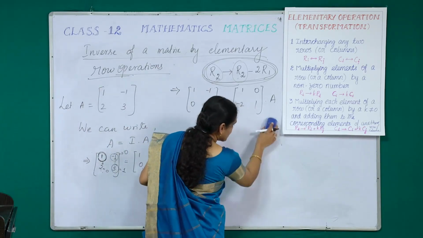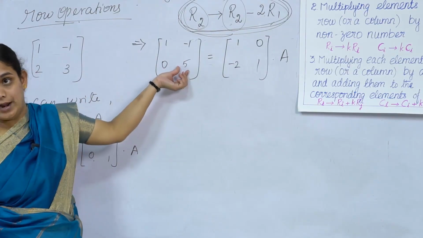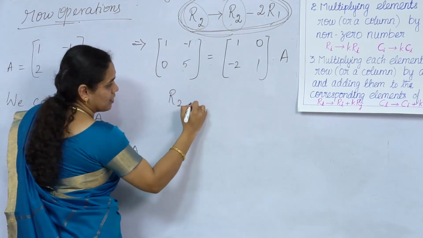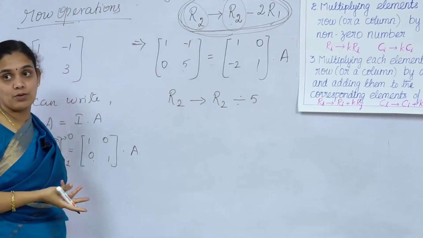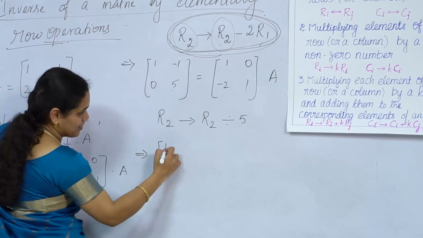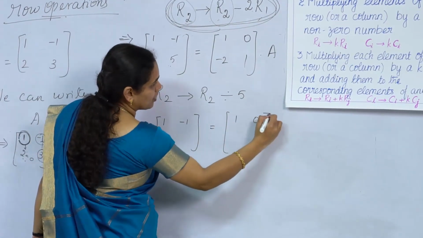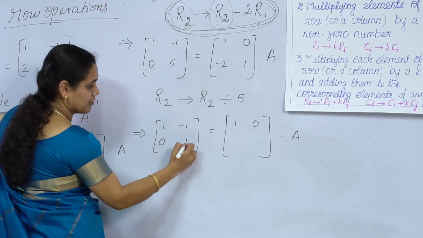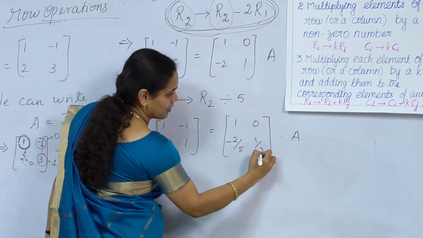The next aim is to reduce this number equal to 1. So how can we do that? Let us divide this R2 by 5. So 5 by 5, 1. So let us do that. In this case, R1 will not change, 1 minus 1. So here 1, 0 into A. Divide by 5, 0. Divide by 5, 1. This is minus 2 by 5 and this is 1 by 5.